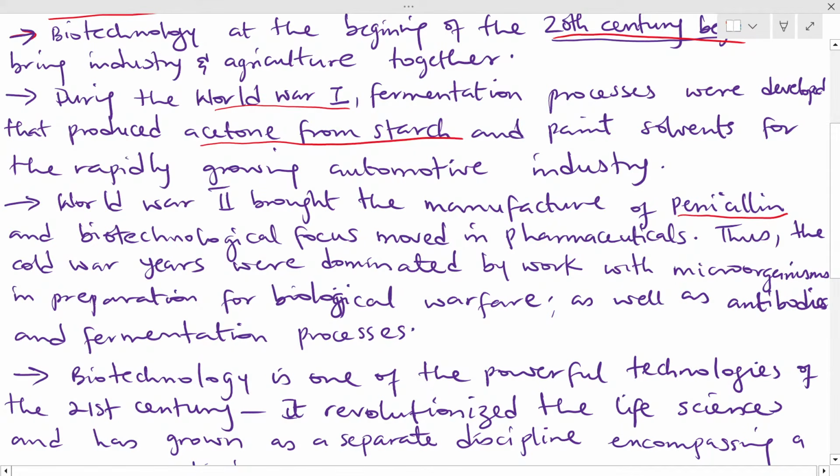Thus, the Cold War years were dominated by work with microorganisms in preparation for bio warfare. Of course, bio warfare is warfare that we see today, like what we had with the recently abolished COVID-19. These are all forms of biological warfare, whereby people want to eradicate the population of the world using biological means, creating vaccines and all of that.